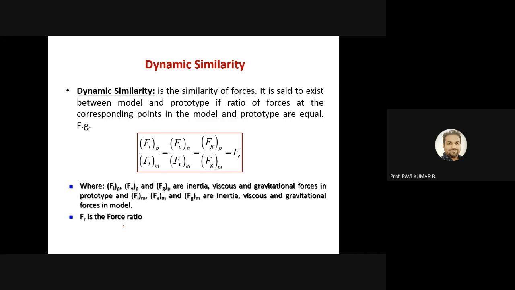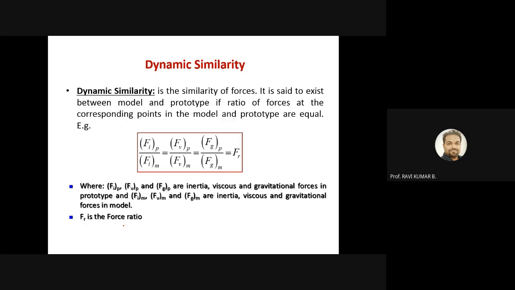So in most of the cases, inertial forces actually dominate over others. So the force ratio is basically, in most of the cases, the ratio of inertial forces on prototype and model. But depending on the practical situation, you can select the type of force which is predominating in certain phenomena.